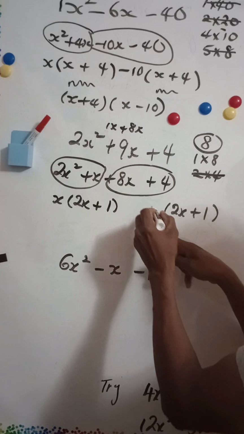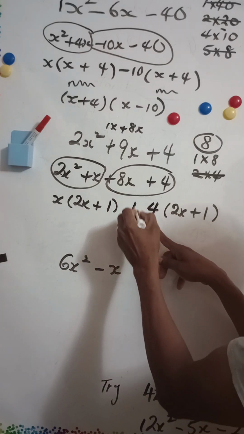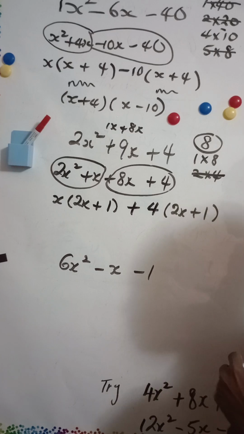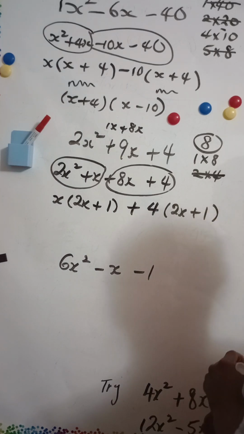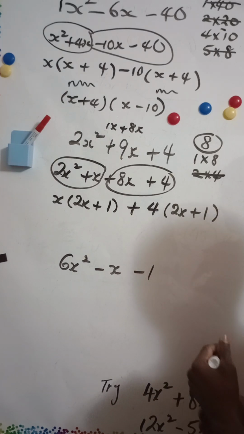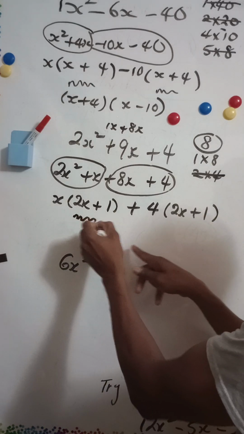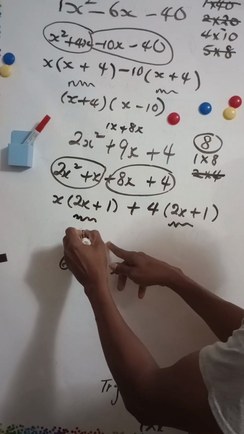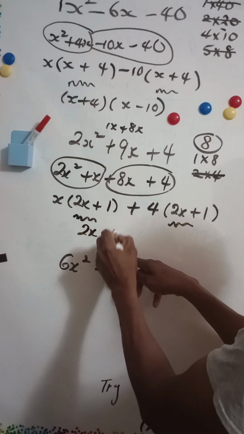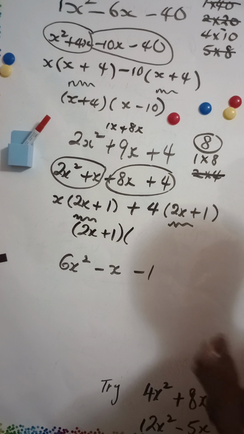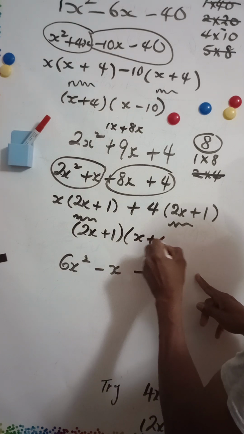So we're going to try 4. Let's see if it's correct. 4 times 2x is 8x. 4 times 1 is 4. Yes, it's good. So in other words, we're going to do another factorization. The concept is the same. What is common this time? I'm going to mark them off so you can see. So it means the 2x plus 1 times, we're going to leave it, x plus 4.